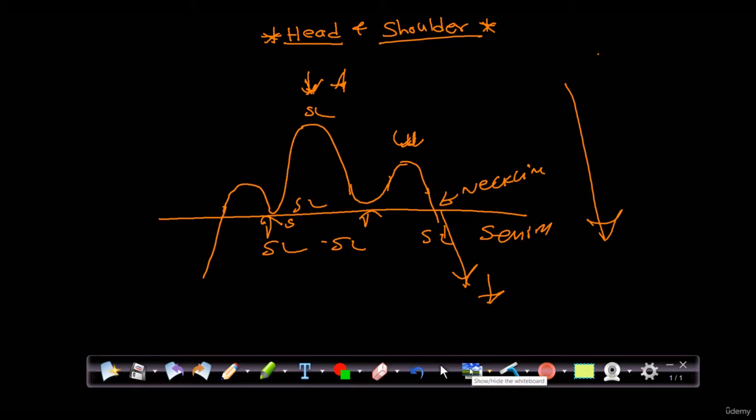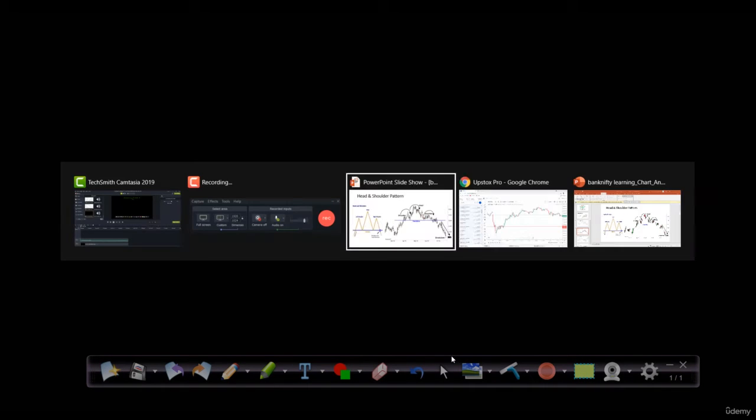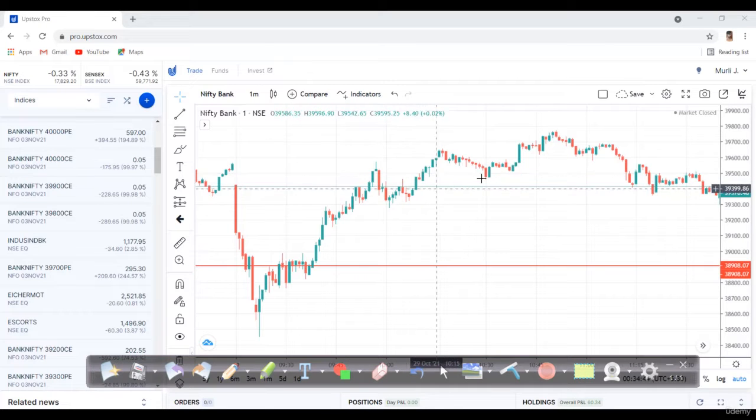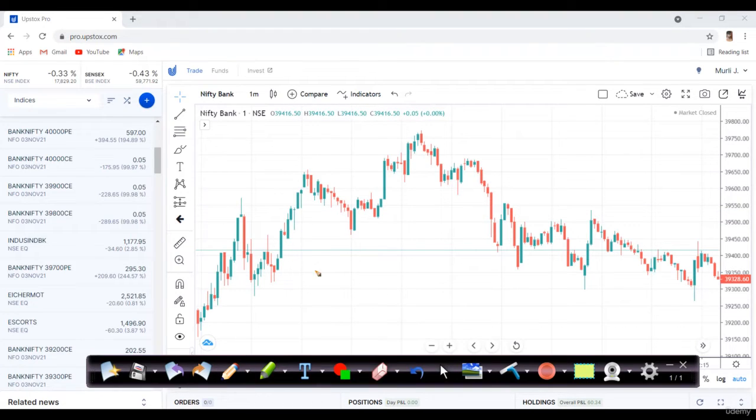Now the harder thing in the head and shoulder pattern is finding the head and shoulder pattern in the live market. It requires a lot of observation skill. Once you are comfortable with the head and shoulder pattern, then you are easily able to find it. Now let's take a chart example here. Let me open the chart. Just a minute. See, I already shortlisted a head and shoulder. I'm pretty sure most of you don't know where the head and shoulder is. For me, see, I'm marking it again.